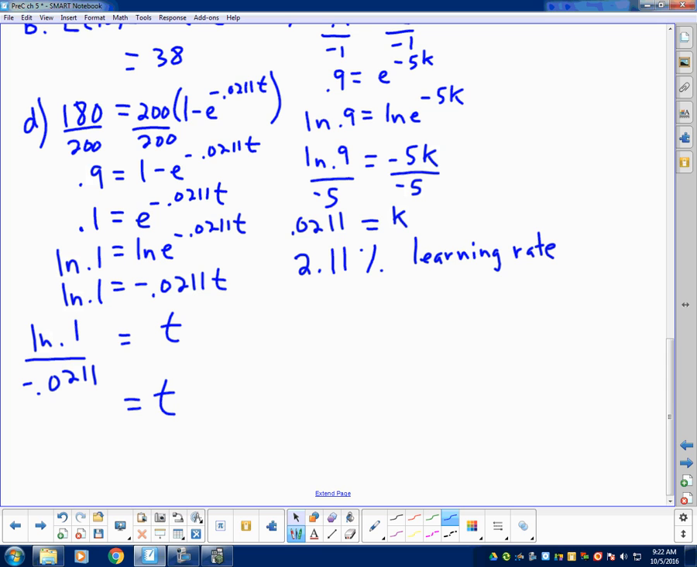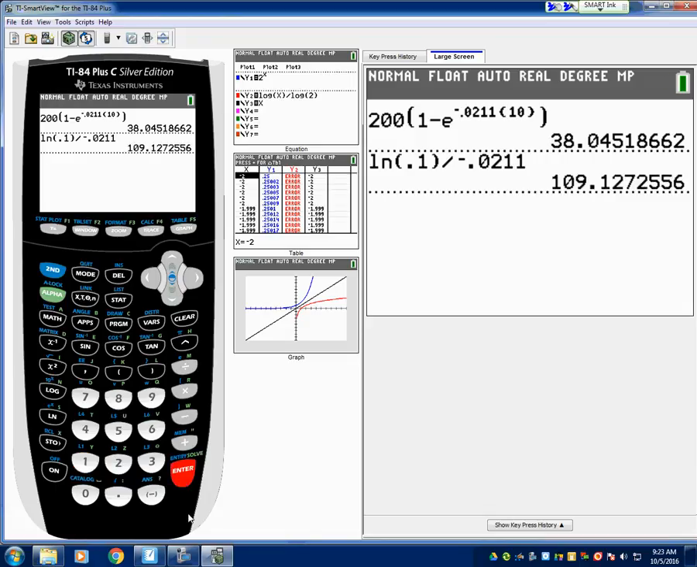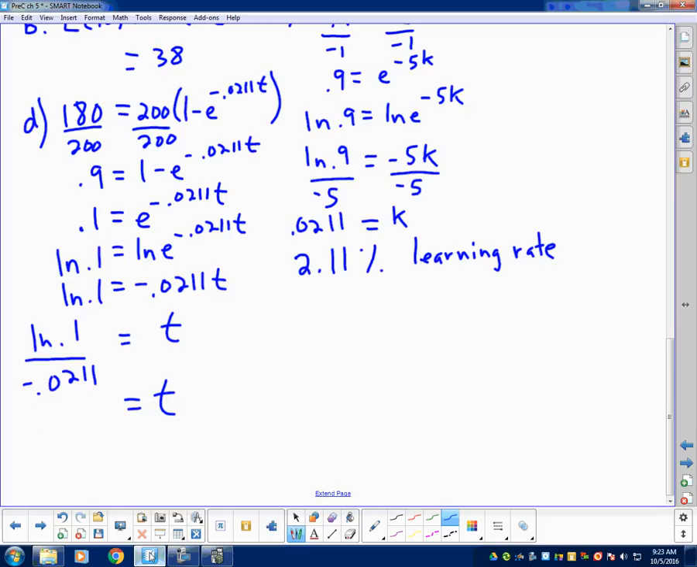So here's what it's going to look like on a calculator. You type in ln of 0.1, and then divide it by negative 0.0211. You get about 109. So we'd have to probably round up, because you can't read 0.1 of a minute. Right, I think that's the idea. So we would need to round up in this case, and so t would be about 110 minutes. We could use squiggly equals here, about 110 minutes.